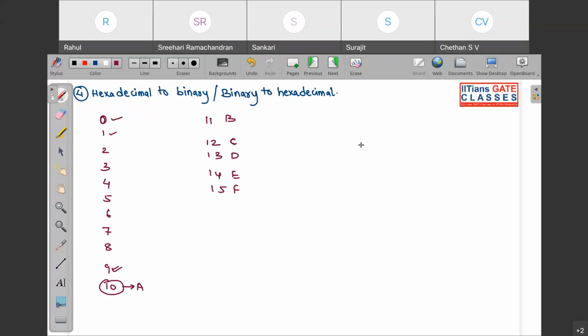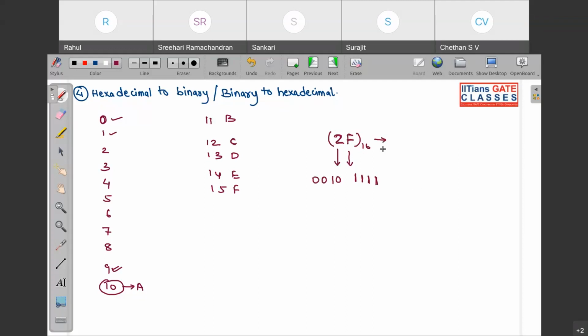Suppose I want to convert 2F. This is a valid hexadecimal number. If I want to convert this into binary, how will I do it? Write the 4-bit equivalent of each individual character. F is 15, so in 4-bit binary this will be 1111, and 2 I can write as 0010.